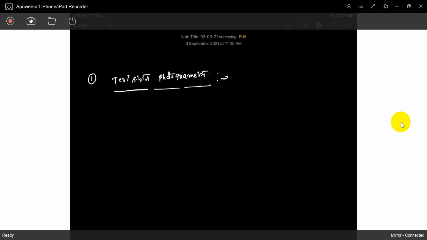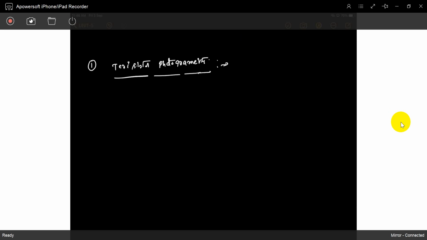What is terrestrial? Just put a tripod and a camera, and capture the photo. Maybe we get the horizontal direction. Capture the photo, and later shift it and capture again.